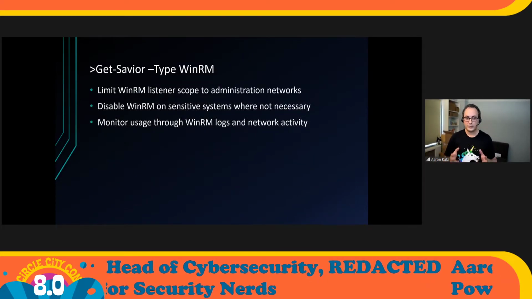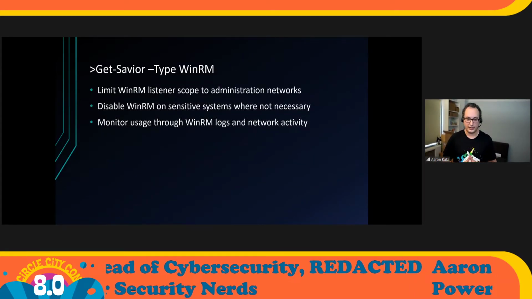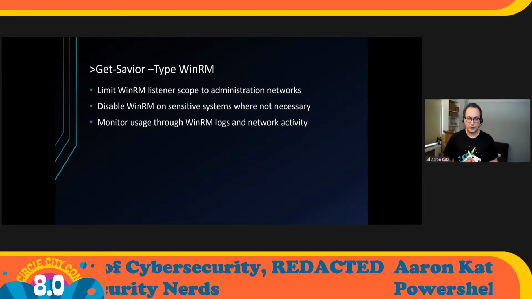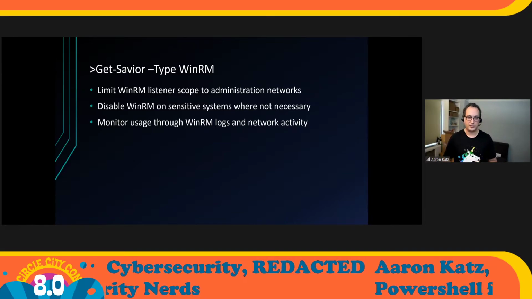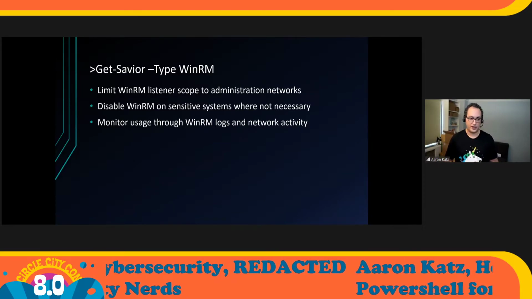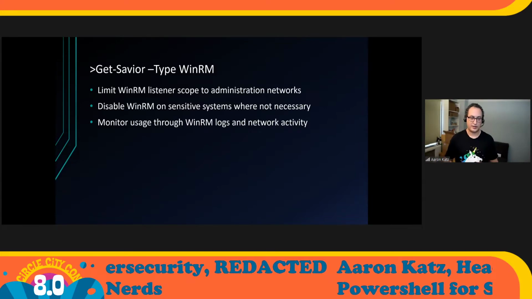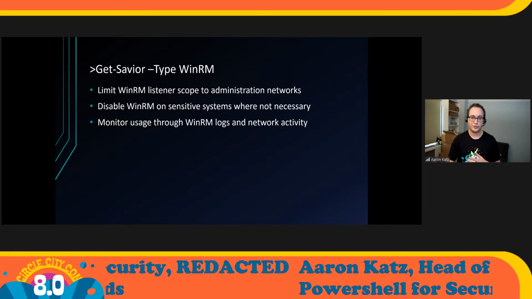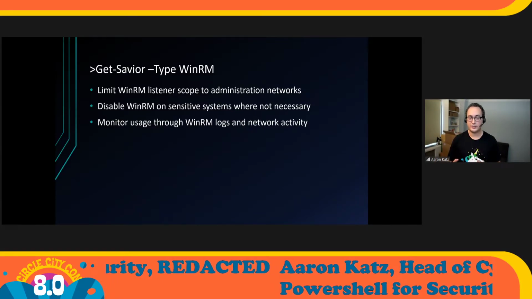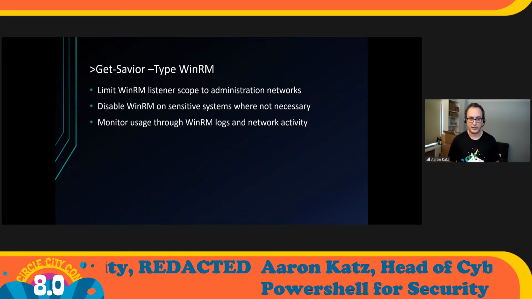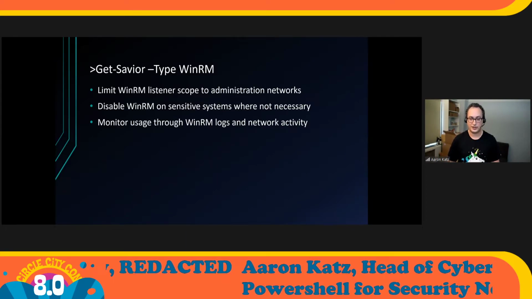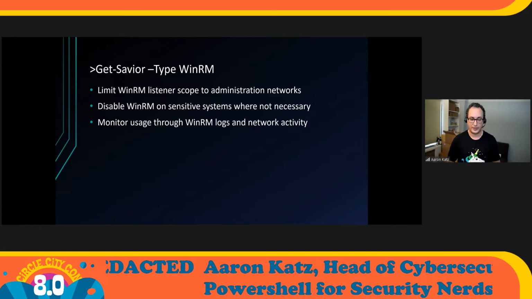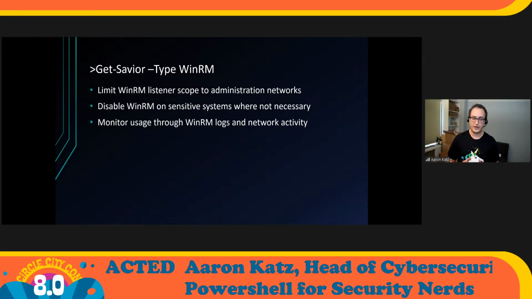And then another area that I would recommend you look at is WinRM, the Windows remoting. You want to limit that scope only to administration networks if you have them, or disable it where it's not necessary, because PowerShell will a lot of the times use WinRM to remote and move through the environment. You're not going to see the type of activity you normally see for RDP or even just SMB connections. So you want to really monitor usage for WinRM logs and network activity. And if you see that, you may have an issue.